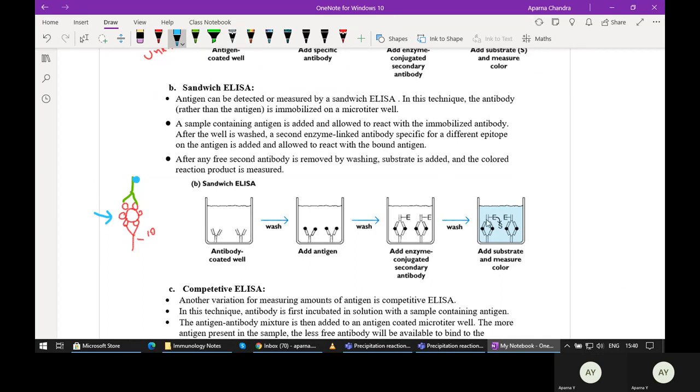Okay. Next step, wash, add chromogenic substrate to it. So when you are adding chromogenic substrate to it, obviously, if enzyme is there, there will be a colored reaction. If enzyme is not there, there will not be any colored reaction. Clear? So this is what is called a sandwich ELISA.